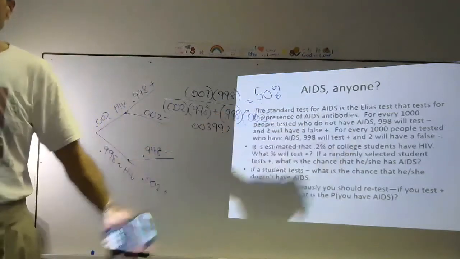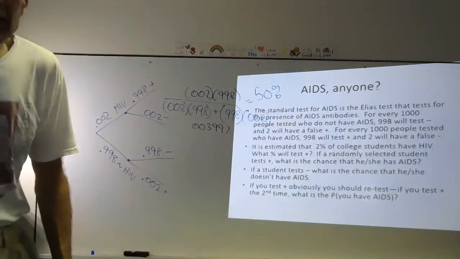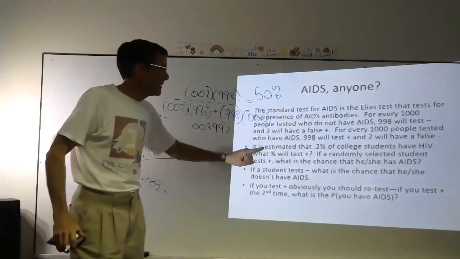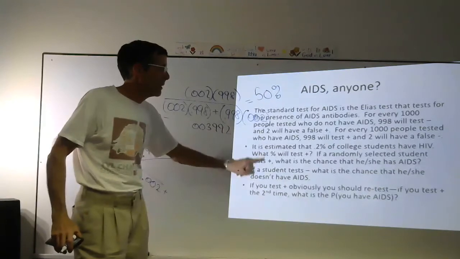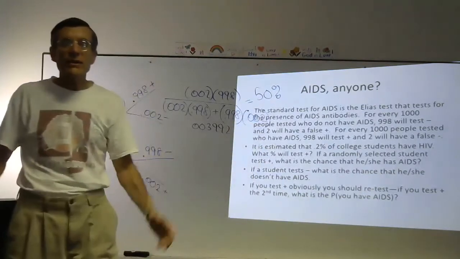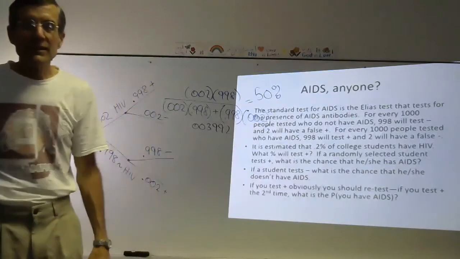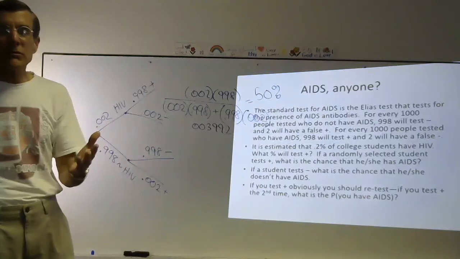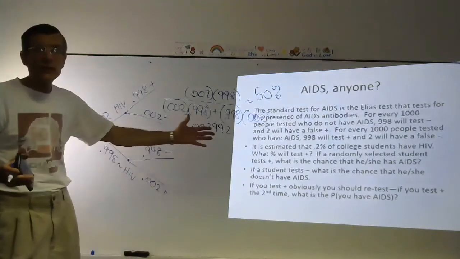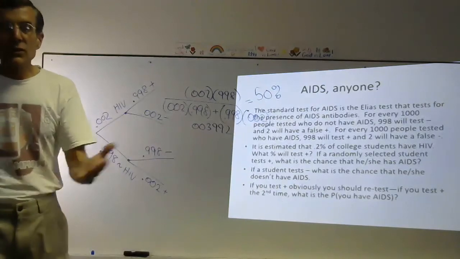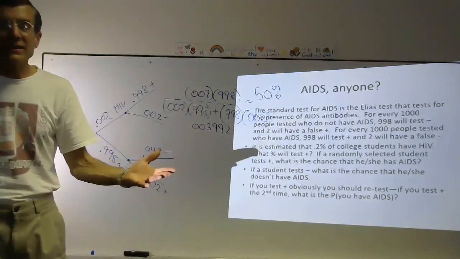wow, that's incredible. I'm going to say that again. If a randomly selected student tests positive, what is the chance they have AIDS? 50-50. That's incredible. This is one of the most accurate tests in the world. But if you test positive, it's only 50-50 likely you have it.